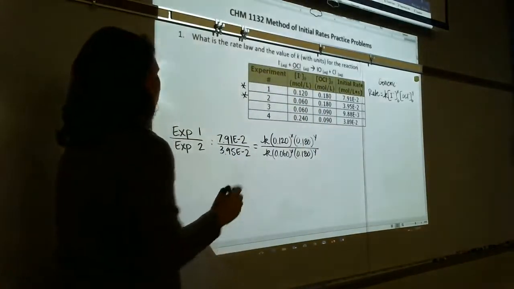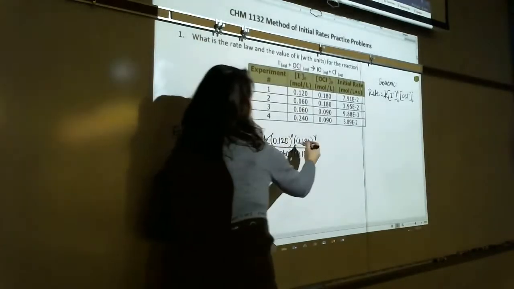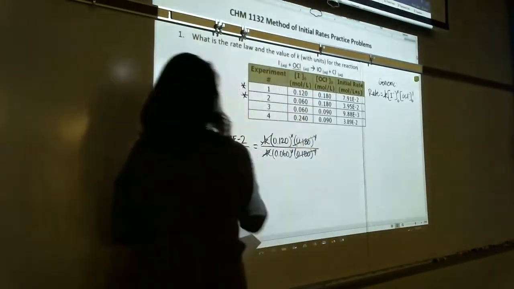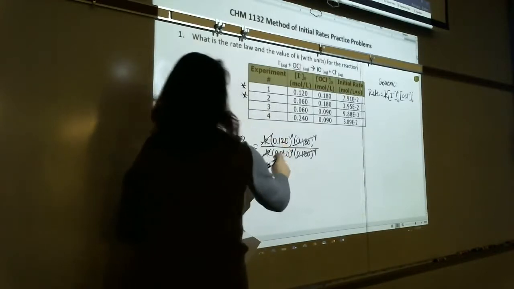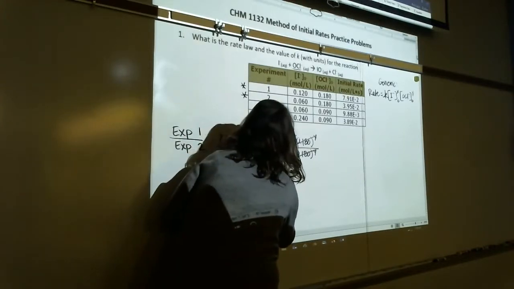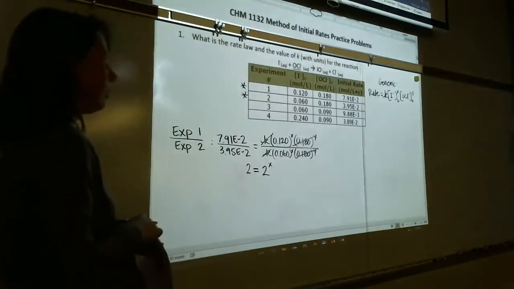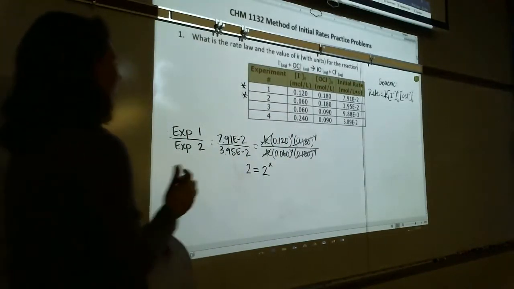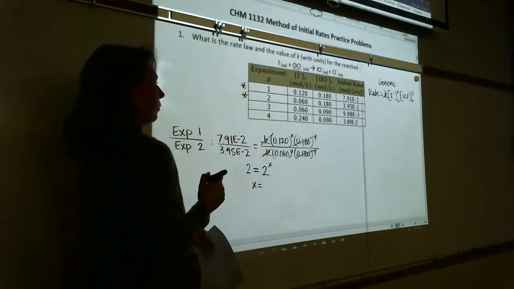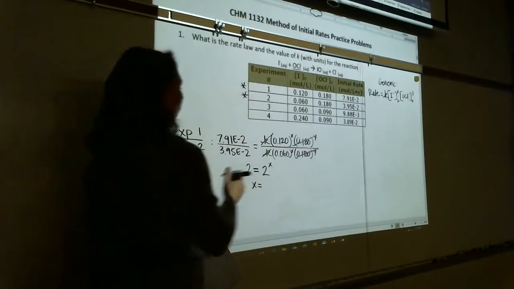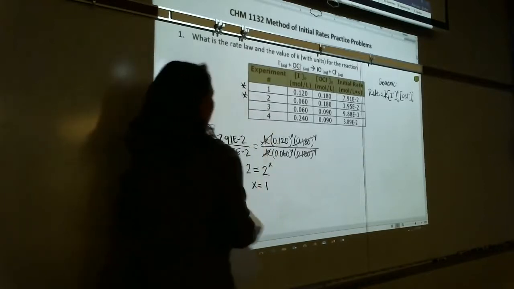Now we do some reduction, right? K over K cancels. This quantity cancels. This divided by this gives me 2. This divided by this gives me 2 to the X, right? So 2 equals 2 to the X. Therefore, X must be what? What is X? 1, right? Anything to the first is itself.